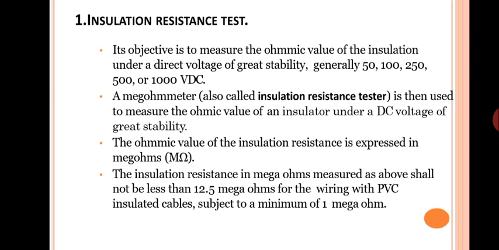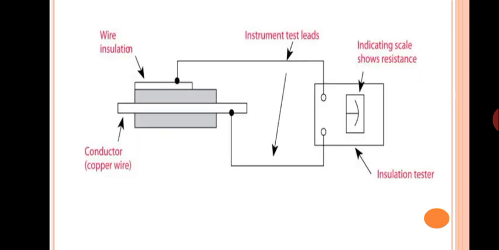The insulation resistance in megohms measured as above shall not be less than 12.5 megohms for wiring with PVC insulated cables, subject to a minimum of 1 megohm. So if I see here, we have a conductor and we have an insulator here. The insulation resistance between this conductor and the insulator should be checked. So the insulation resistance should be between 12.5 and 1 megohm.